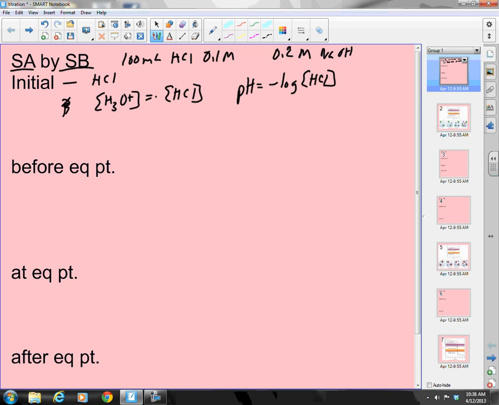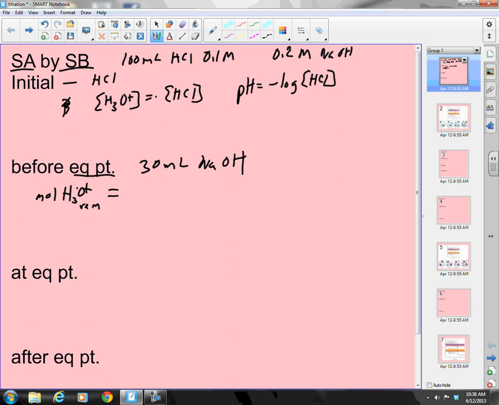Before the equivalence point. So let's say we add 30 mLs of NaOH, and I'll tell you how to get the equivalence point soon enough. So we add 30 mLs of NaOH to this. So what we need to do is figure out how many moles of acid, which is hydronium, remain. And how do I get how many moles of acid remain?